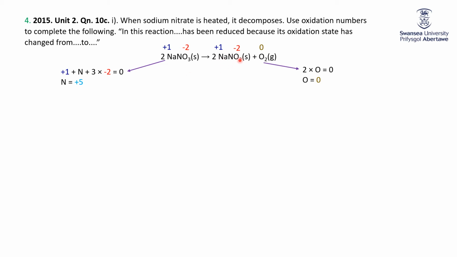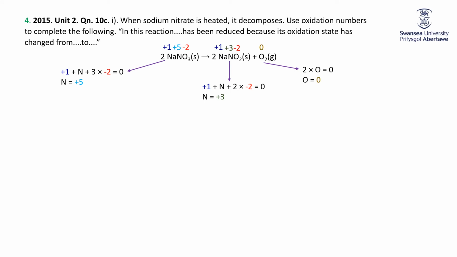Now let's pull out sodium nitrite. Again, sodium's +1, don't know the nitrogen. 2 oxygens here, so 2 times -2 is -4. So we got +1 minus 4 gives us a total of -3. So the nitrogen -3 is 0. Thus the nitrogen is +3.